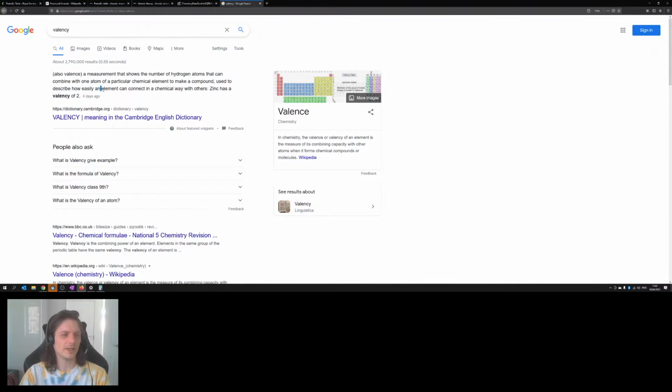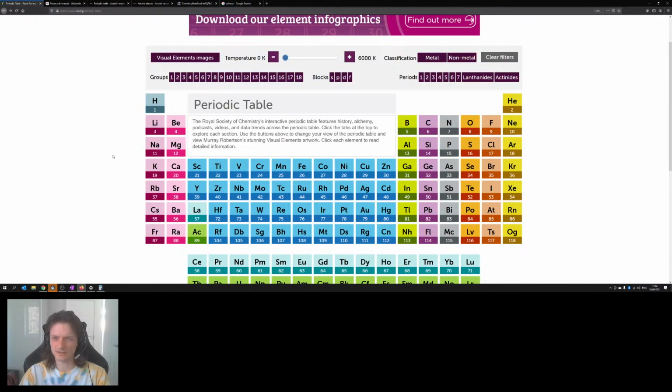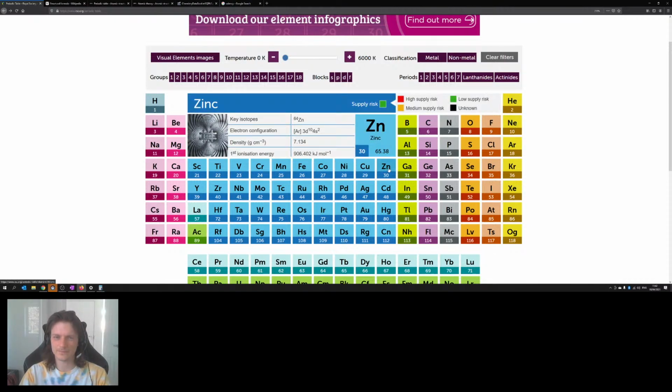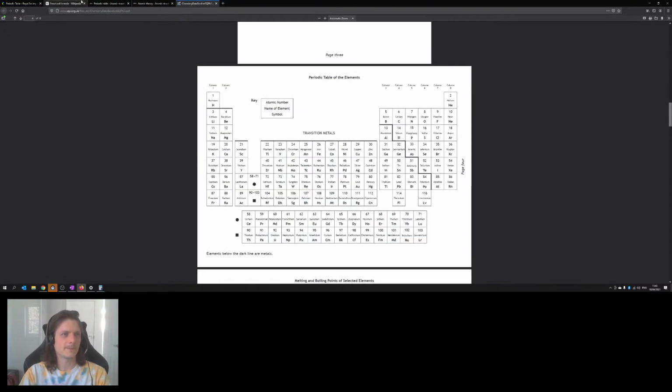Valency is used to describe how easily an element can connect in a chemical way with others. Zinc has a valency of 2. Let's go and have a look at zinc. Where is zinc? Zn. Zinc. I wonder why that is. A valency of 2. Alright, well, fine.